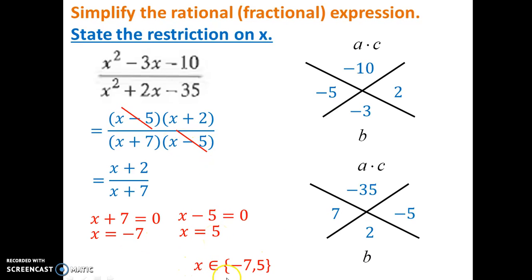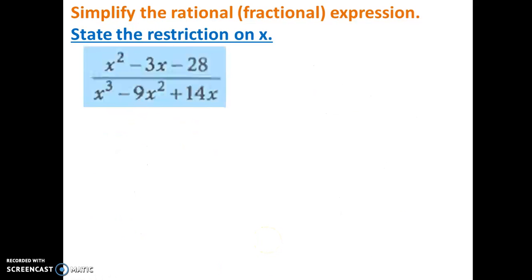So again, the notation for that is x, an element of, but we stroke it out. X is not an element, so x is not a member of this set of numbers. X cannot be negative 7, x cannot be 5, because those numbers would make this 0. So this example is a little more clear than the last one. Make sure you pause and really think about what happened here, and that you understand this before moving forward. Let's try one more then.